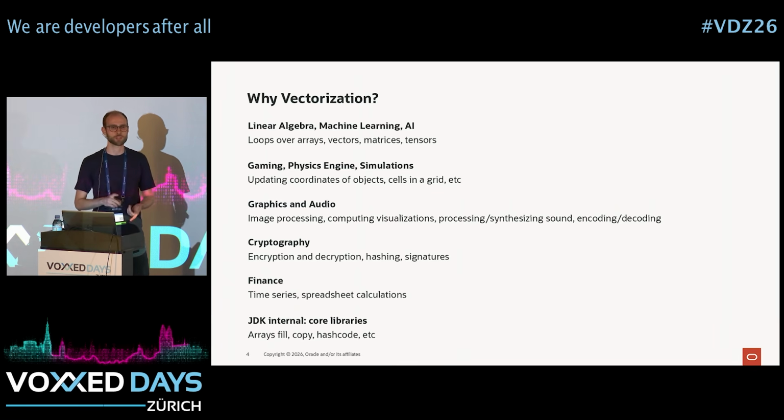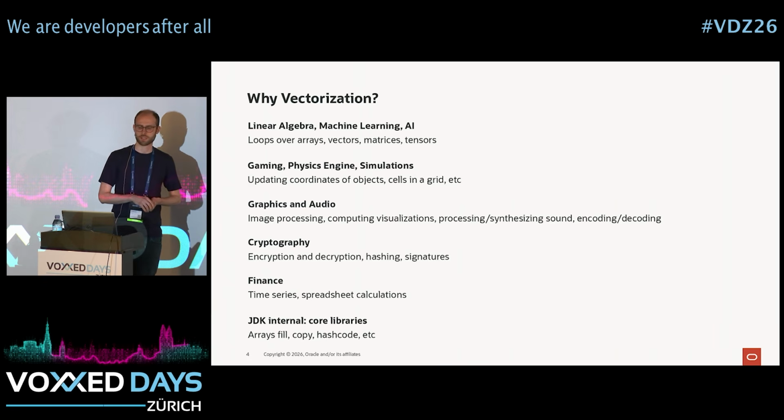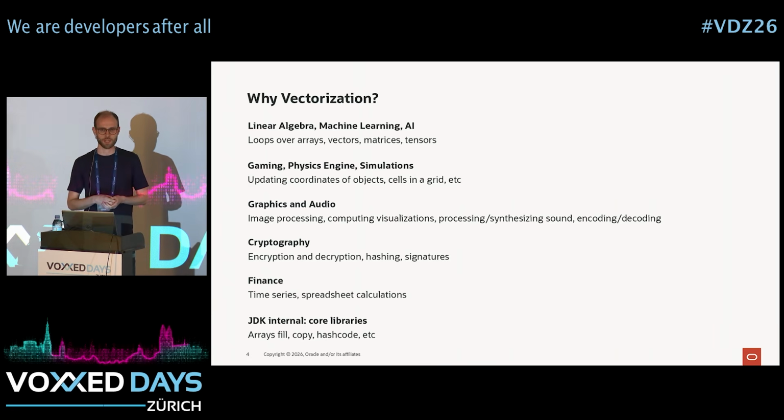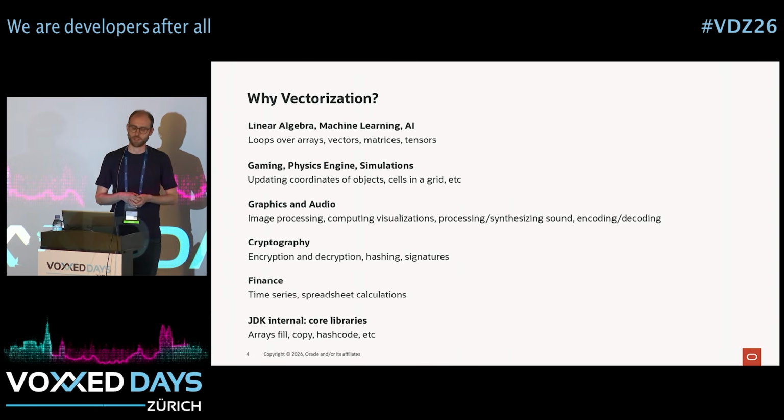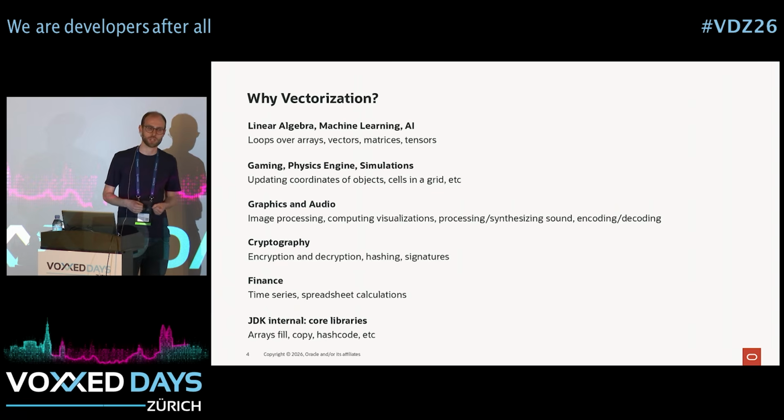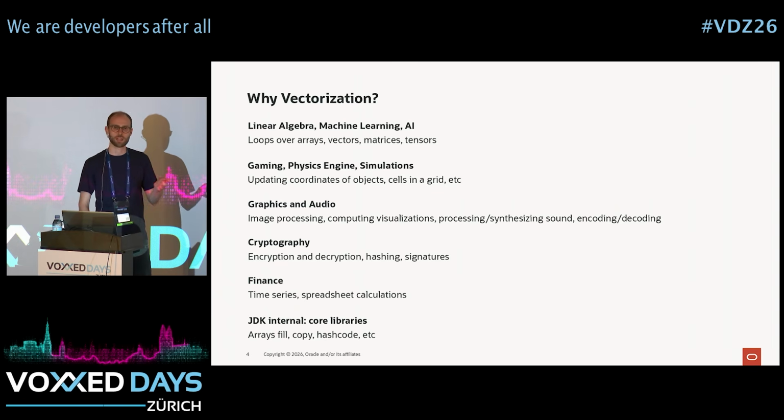And of course, vectorization can be applied in a lot of different fields. Classically, of course, linear algebra, but of course, AI, all sorts of simulations, physics, science simulations, or for fun, gaming, all sorts of processing, cryptography, financial time series, for example, or also a lot of the internals of the JDK have the ability to do things in parallel, for example, for arrays, strings, copying data, hash code computation, and so on.